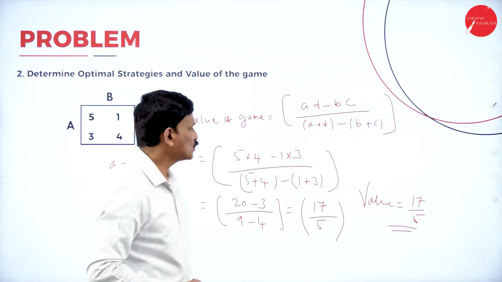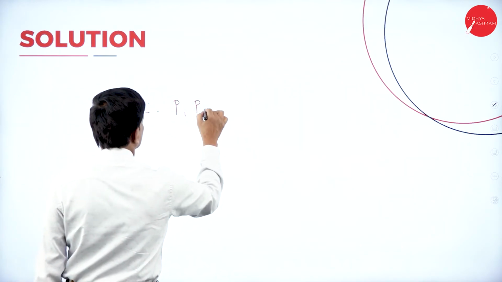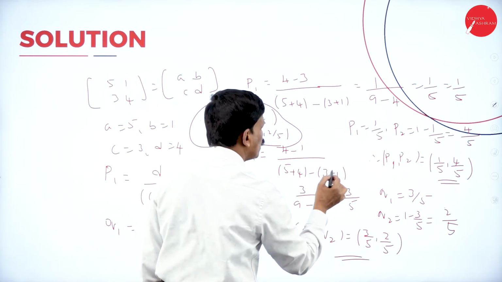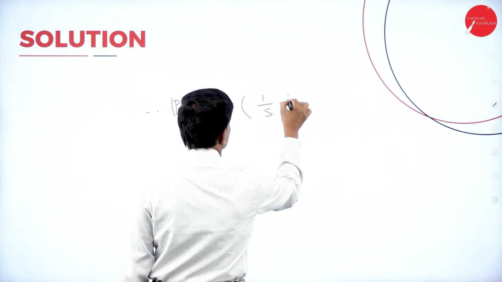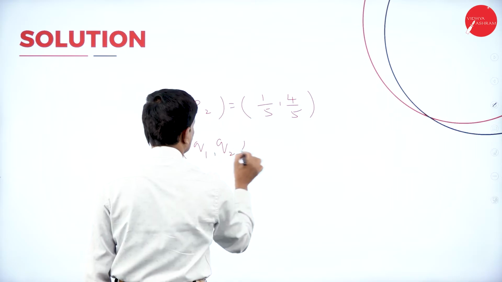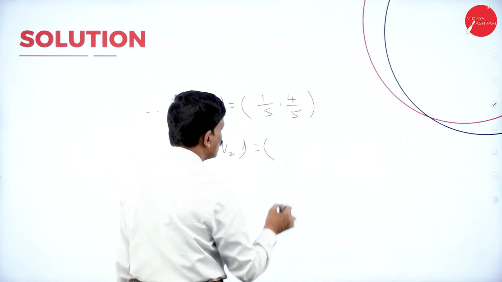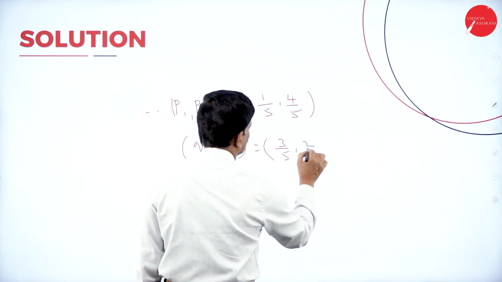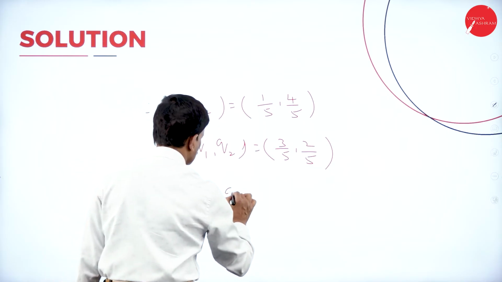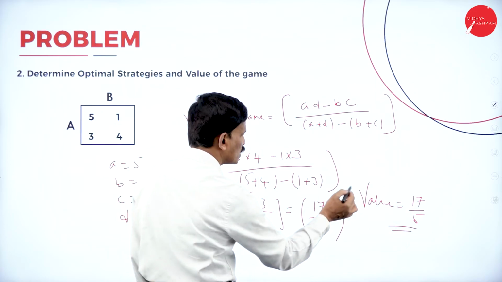That's it. Okay. So therefore P1, P2 is equal to 1 by 5, 4 by 5, and Q1, Q2 is equal to 3 by 5, 2 by 5. And the value of the game is equal to 17 by 5.